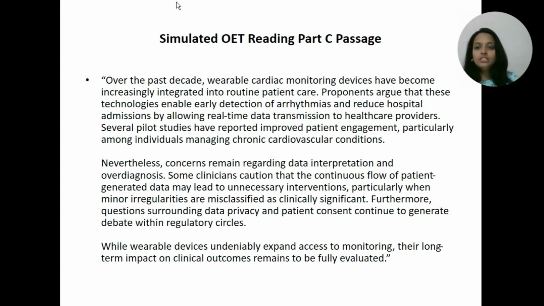This is a simulated OET Reading Part C passage. If you want, you can pause the video, try to read it by yourself and understand it, and let's see how you're interpreting. Let me read it for you. Over the past decade, wearable cardiac monitoring devices have become increasingly integrated into routine patient care. Proponents argue that these technologies enable early detection of arrhythmias and reduce hospital admissions by allowing real time data transmission to healthcare providers. Several pilot studies have reported improved patient engagement, particularly among individuals managing chronic cardiovascular conditions.